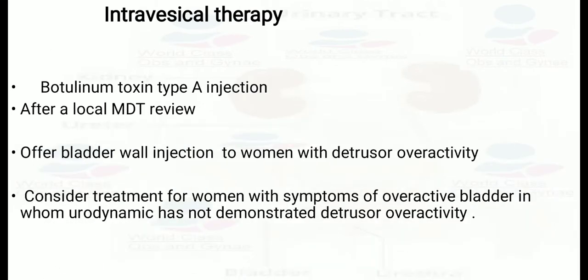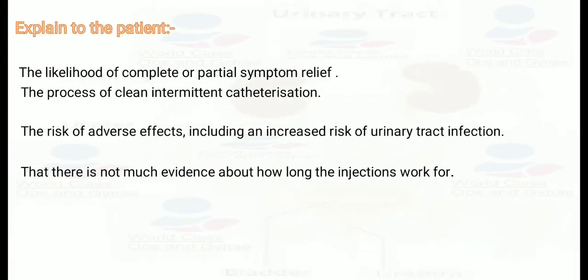Now, intravesical therapy, botulinum toxin type A injection. After a local MDT review, offer bladder wall injection to the woman with detrusor overactivity. Consider treatment for a woman with symptoms of overactive bladder in whom urodynamics has not demonstrated detrusor overactivity. Explain to the patient the likelihood of complete or partial symptom relief, the process of clean intermittent catheterization, the risk of adverse effects, including the risk of increased urinary tract infection, and that there is not much evidence about how long the injections work for.